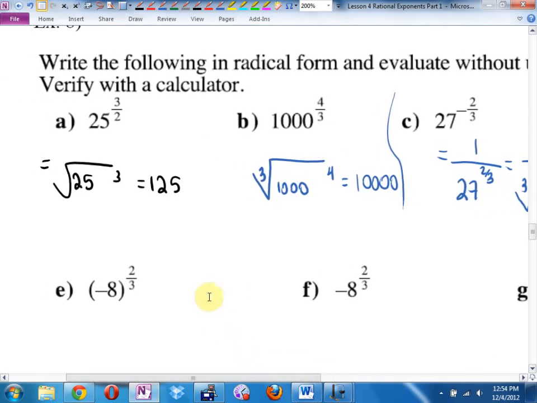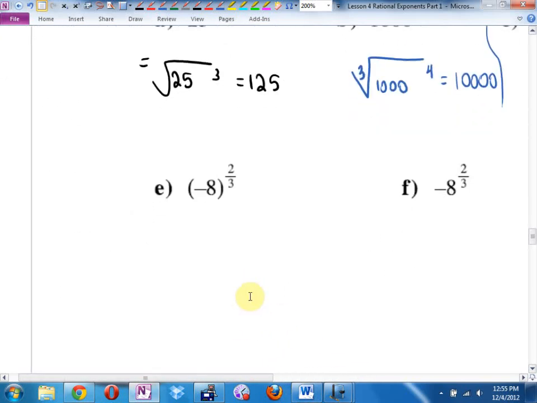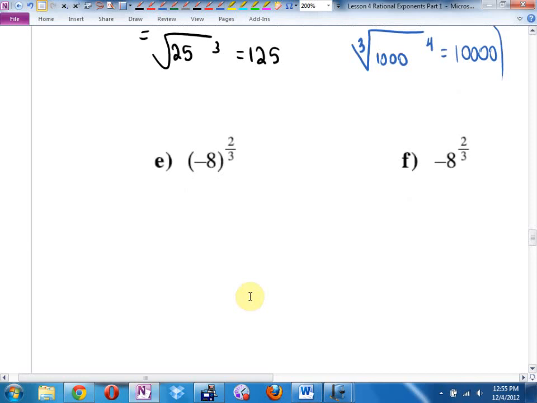Couple more. E. Negative exponent? No elevator. Negative number? Yeah. My denominator is the bottom of that fraction. Is it odd or even? So we can evaluate this. The top of the fraction, is it odd or even? Even. Will that negative stay or go?